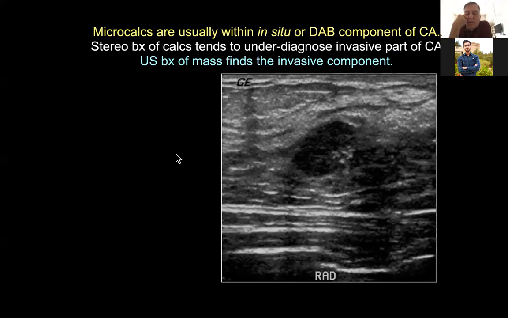crushed stones calcifications. And here's the reason why. Here's a case where we've got crushed stone calcifications. I'm not even showing you the mammogram, but I could have done a stereo biopsy on this. And this is the DCIS part of the lesion. The solid mass is the invasive part of the lesion.